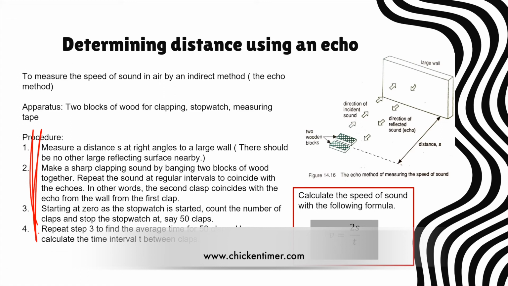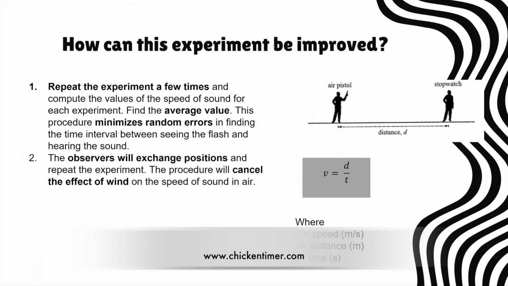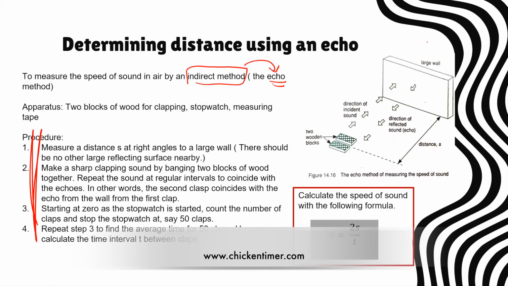Okay, so when they say indirect method, they only refer to echo, because previously we have this one. We have this experiment to find the speed of sound using this method. This one is the direct method. If they ask for direct method, it is this. If they ask for indirect method, it is always the echo.